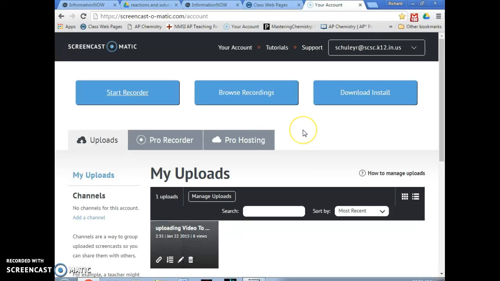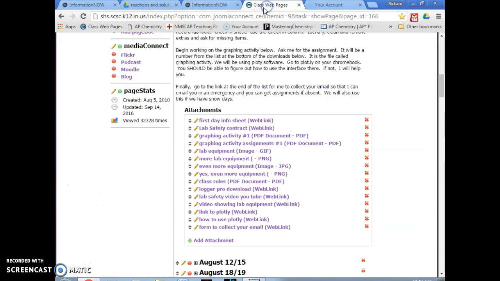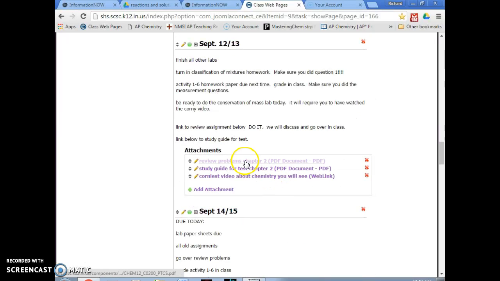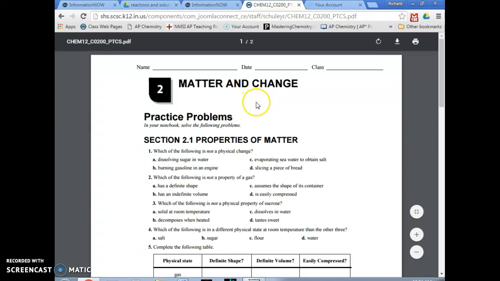Okay, kids, I'm going to go through these assignments with you just real quickly so that you can look at them. If you'll go to the class webpage and call up the study guide, not the study guide, but we're going to look at the review problems from Chapter 2. I want to go over those with you, do a little bit of explaining on them.